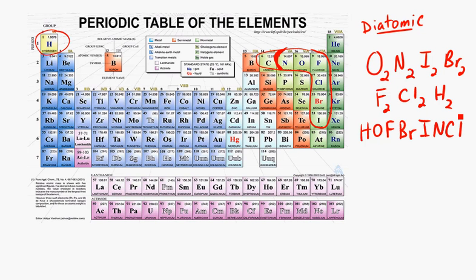There's a couple more that aren't diatomic, but are still good to know. Phosphorus, found in nature, is usually found as P4, and sulfur makes these 8 sulfur rings, so S8 in nature.